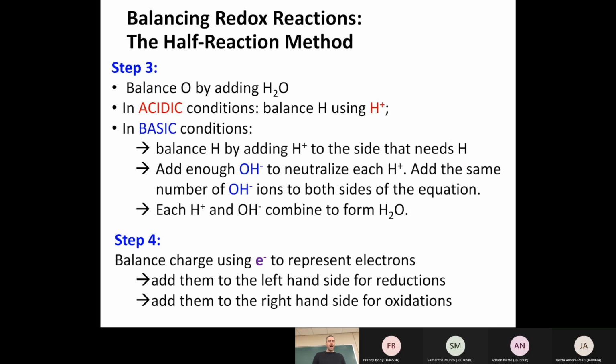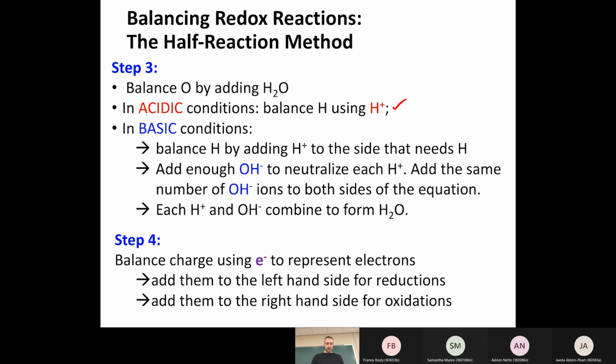So next, what we want to do is balance oxygens. And to balance oxygens, we need to add waters, enough waters to one side of each half reaction until you have the same amount of oxygens on both sides. Then what we're going to do is balance the hydrogens by adding H+ to one side or the other, whichever side needs the hydrogens. If you're under acidic conditions, that's all you got to do. Add the hydrogens to one side or the other.